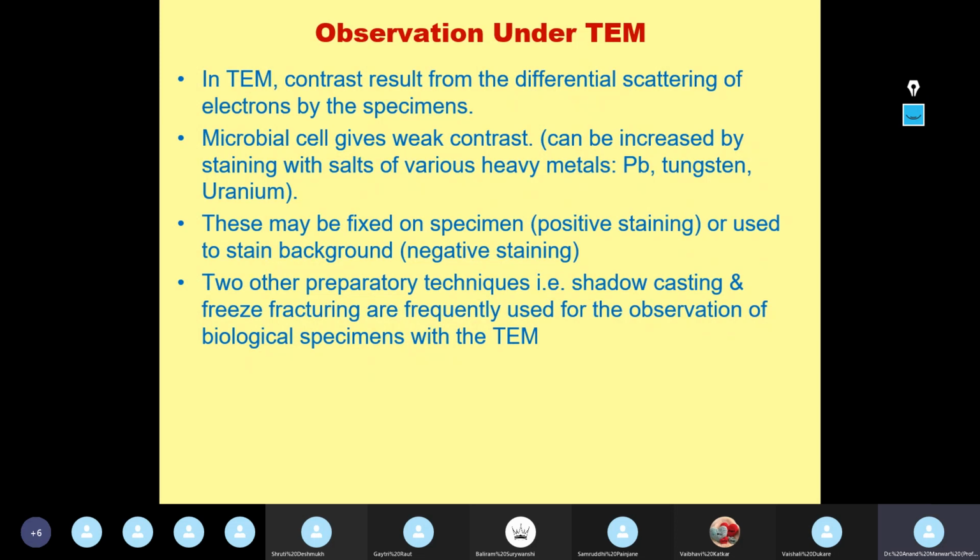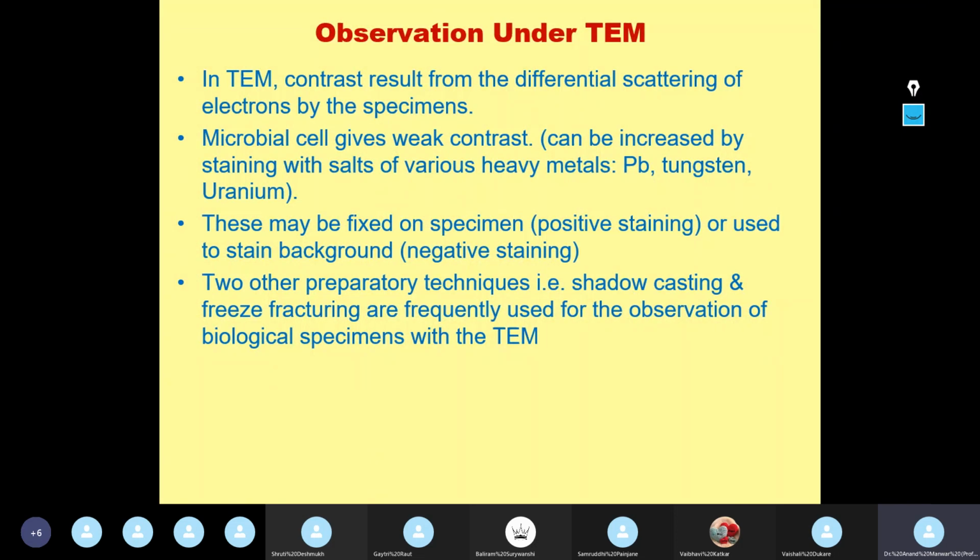If these heavy metal salts are fixed on the specimen sample, which is called positive staining, means you are coloring, you are coating the specimen, so the contrast will be there between the background and the specimen sample, so that is positive staining. Or you can use these heavy metal salts to stain the background, if background is stained and the specimen sample is not stained, then that method is called negative staining.